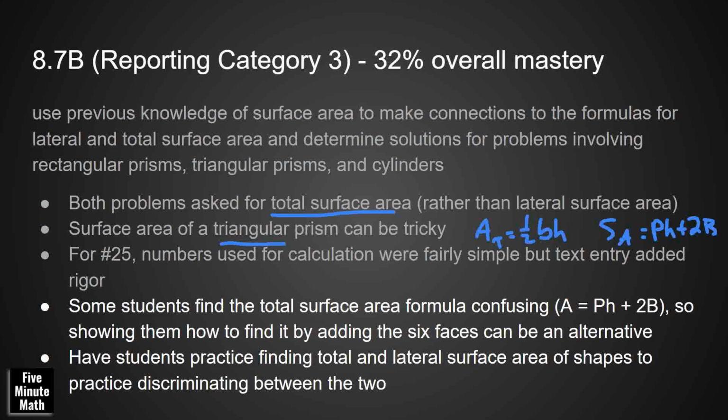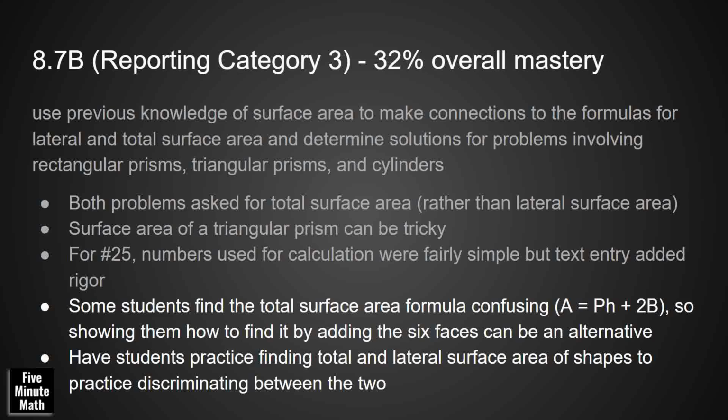The numbers used for calculation were fairly simple for number 5, but the text entry definitely added that rigor. So in the white font at the very bottom, you're going to notice some instructional implications here. Some students find the total surface area formula confusing, right? That might not necessarily be the easiest for students. So if we're using a rectangular prism, maybe we can just have them add the 6 faces. You can also have students practice finding both the total surface area and the lateral surface area of shapes, and then practice discriminating between the two.